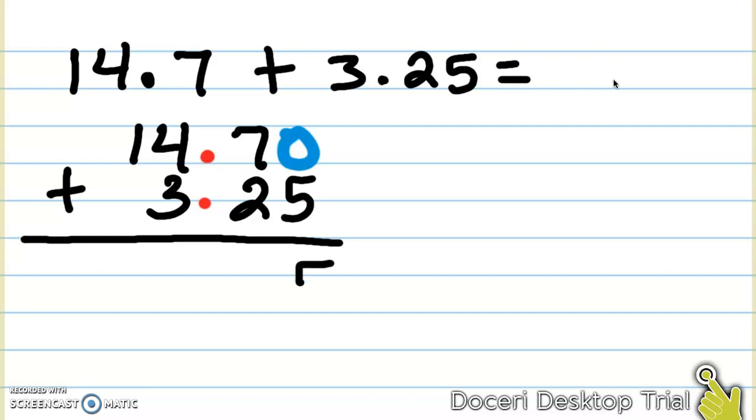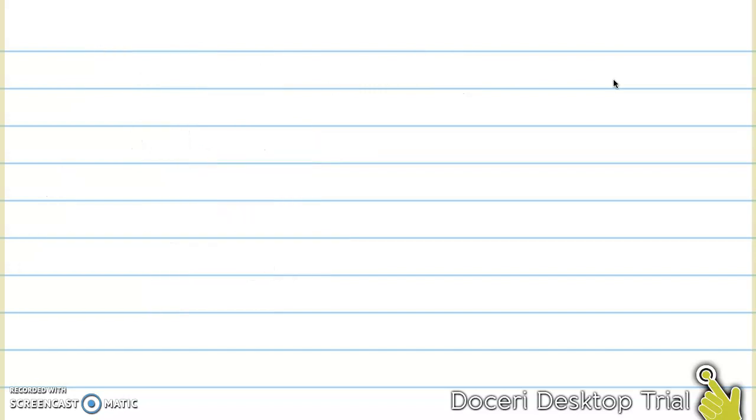So 0 plus 5 is 5, 7 plus 2 is 9, decimal plus decimal is decimal, 4 plus 3 is 7, and 1 plus nothing is 1. And that would give me the answer of 17 and 95 hundredths. Hopefully you got that right. Okay, I'm going to show you one more example. And it's just going to be a subtraction example, so you can see that subtraction and addition when it comes to decimals works very similarly.